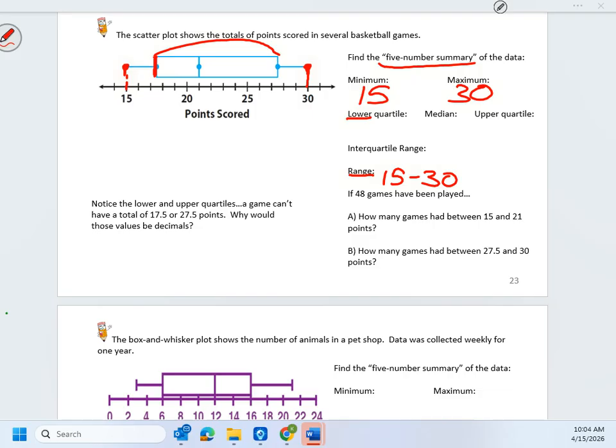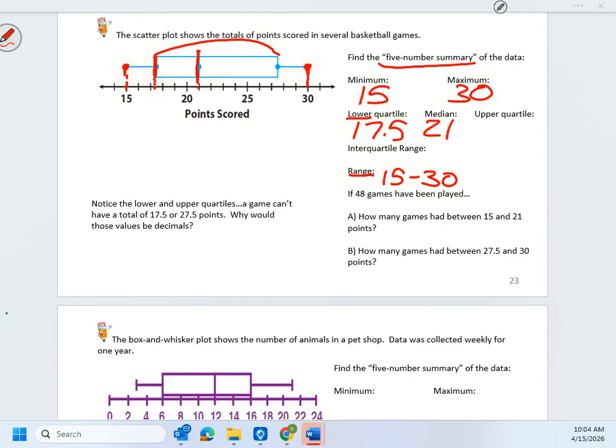Michael? 17.5. 17.5, because it's in the middle of that 17 and 18. What would my median score be? Fernando? 21. 21. Remember, median is the middle of the box, median middle.